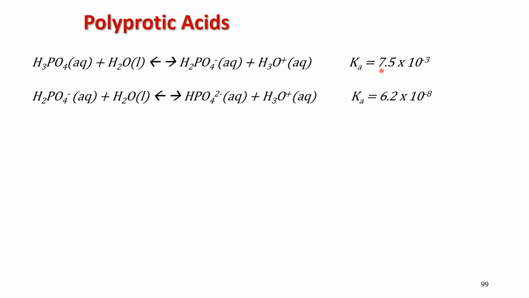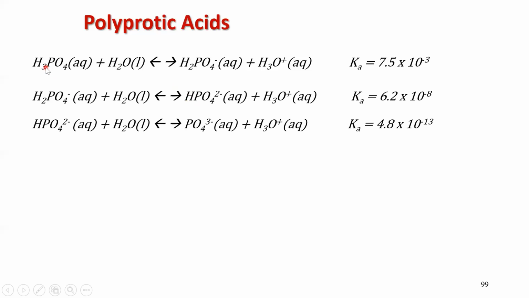But the Ka for the second step is much smaller than the Ka for the first step. And the reason for that is we're trying to remove a positive hydrogen ion from a negative ion. That hydrogen ion is going to be held more tightly in this acid than it was in the first acid. So this is a weaker acid than H3PO4. But again, if H2PO4, dihydrogen phosphate, is our acid, the conjugate base is hydrogen phosphate. And hydrogen phosphate also has a hydrogen ion in it. So this is specifically a triprotic acid because there are 3 acidic protons that can be removed.